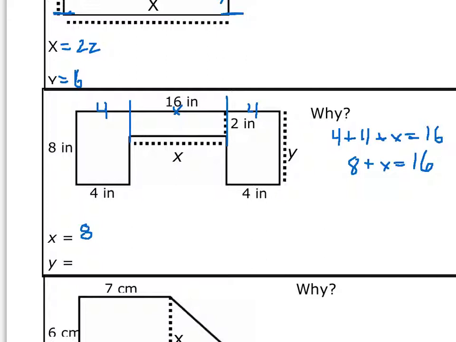Malcolm. Okay, why is the y 8? So he's thinking about this as one giant rectangle and saying, well, if one side of this rectangle is 8, then the other side of this rectangle is 8. And that's perfectly logical thought.